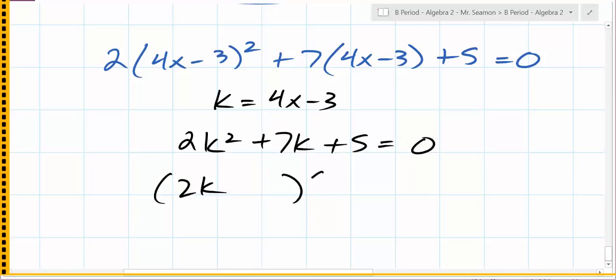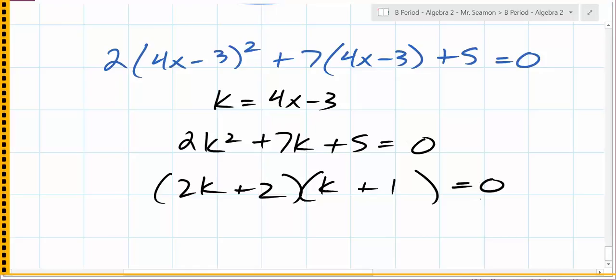Does that factor? Well, we hope it is. k what? We get 5 plus 1 and plus 2. Does that work? I think it works, right? Because you get 5. 5. What am I doing here? 5.